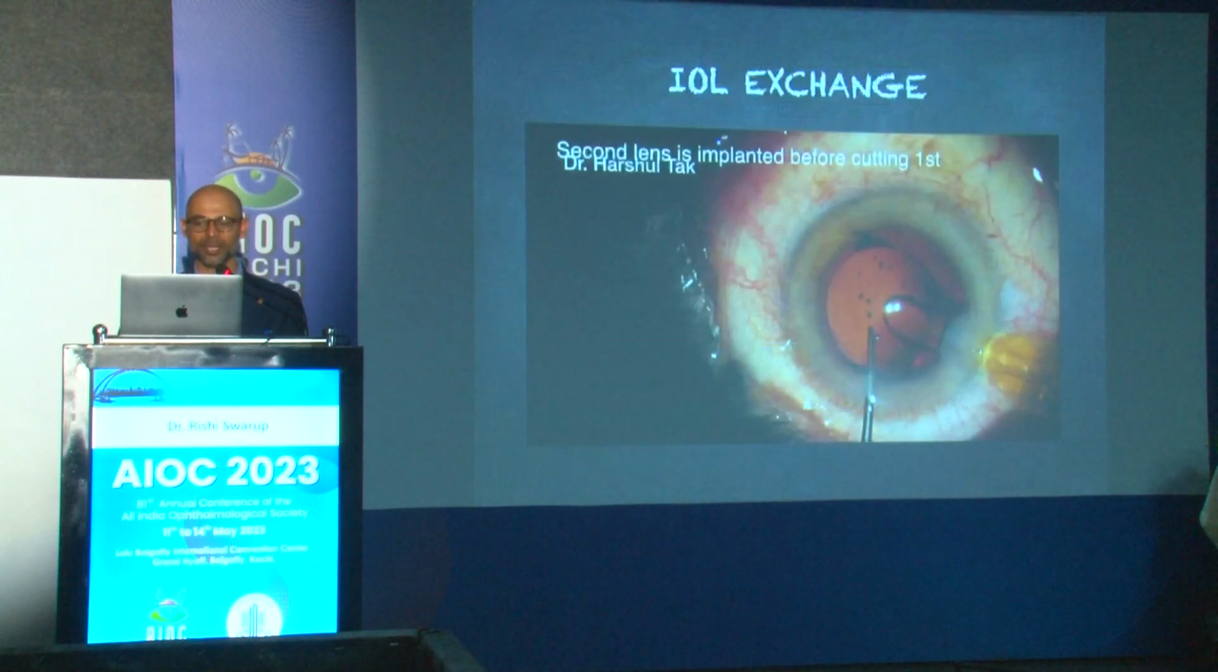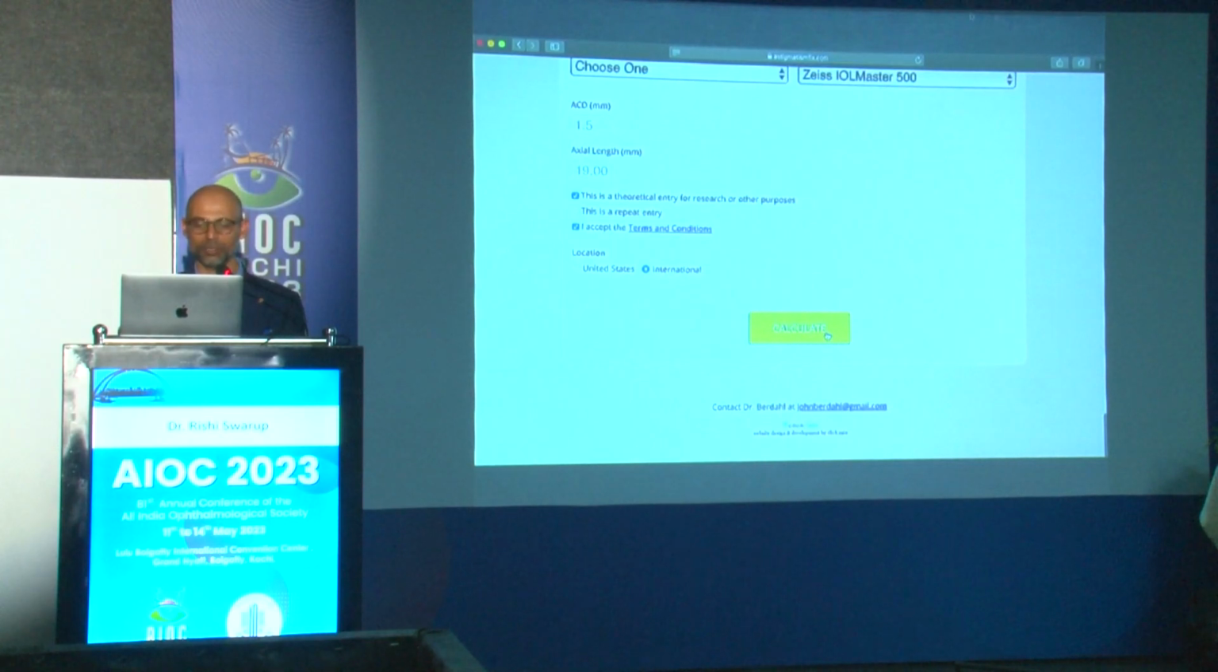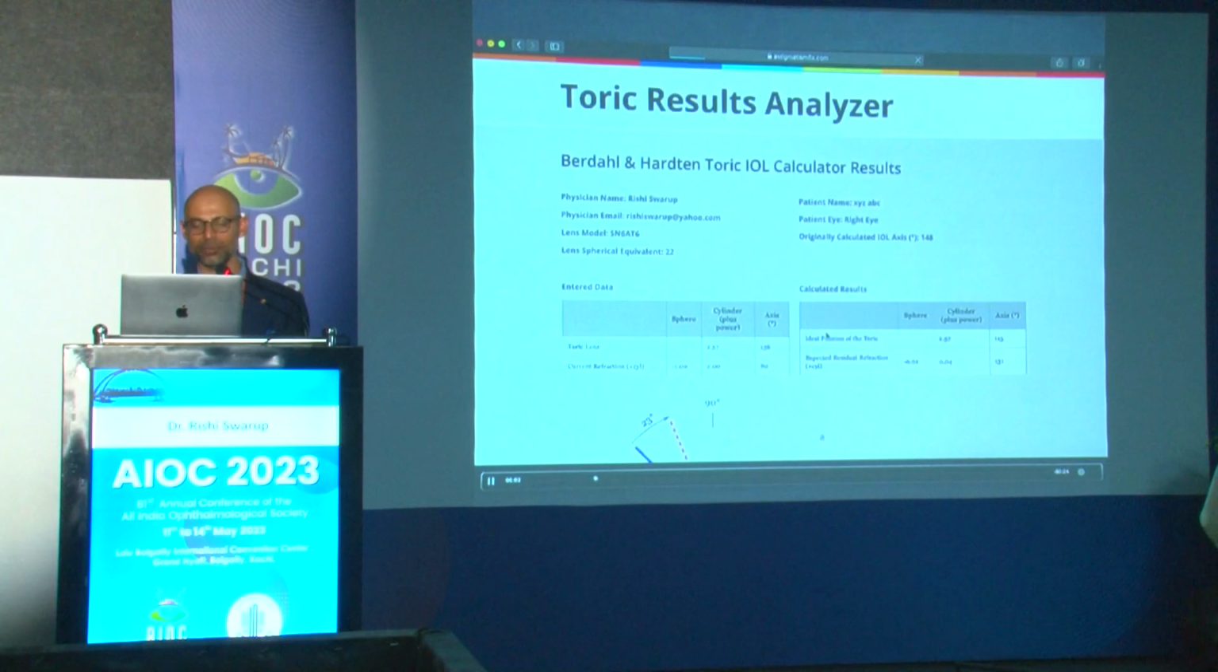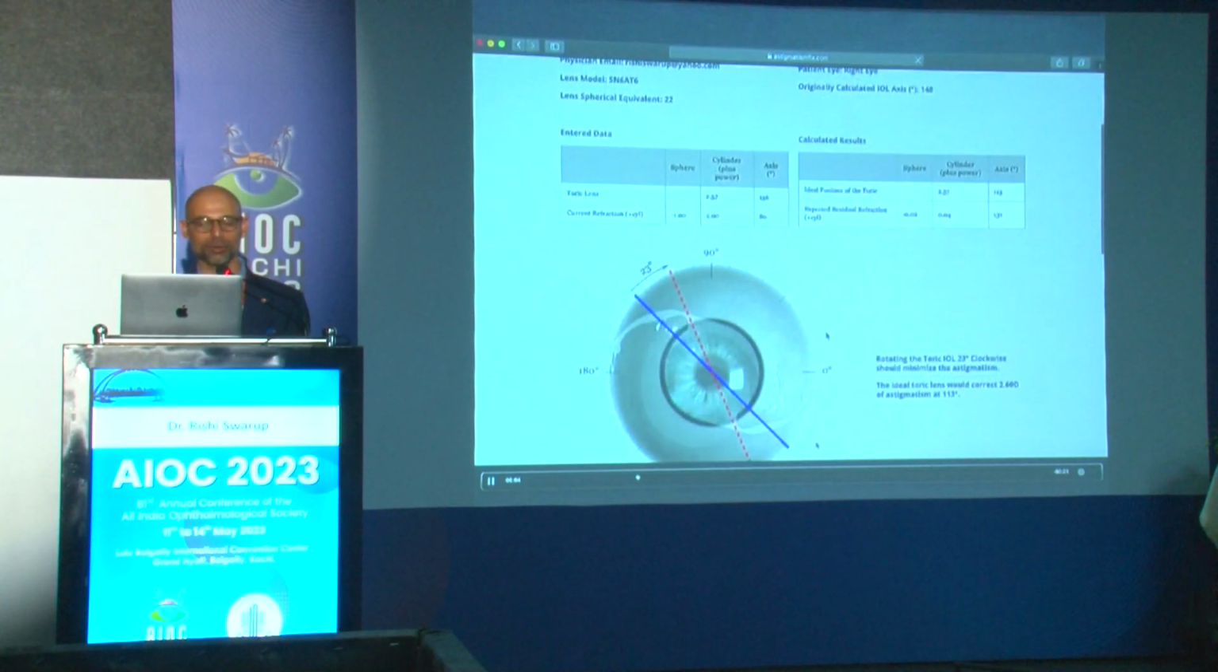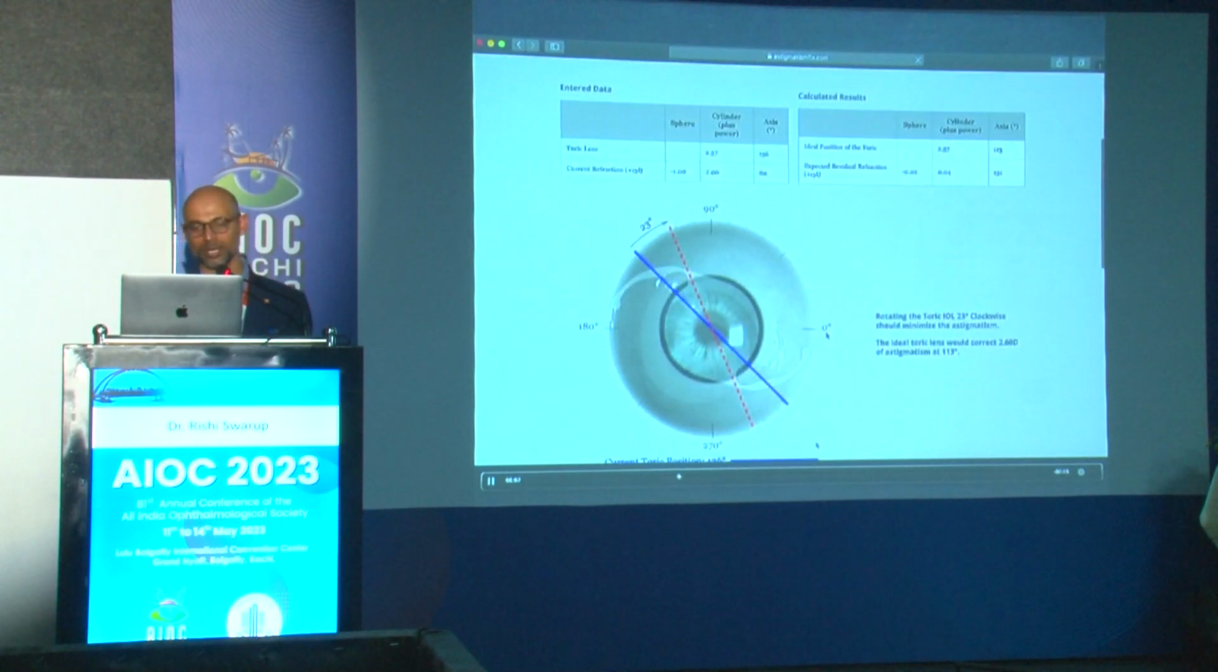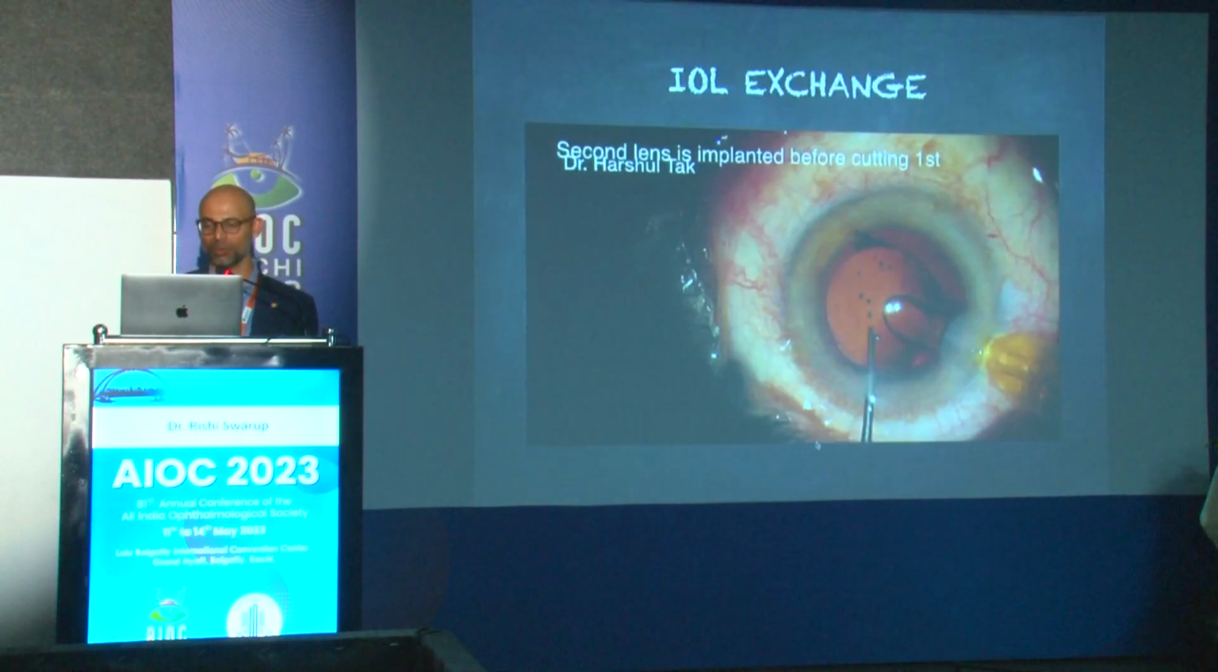So this is this website astigmatismfix.com. You just have to enter the data and basically click calculate, and it will tell you in a diagrammatic fashion how much you need to rotate the lens in which direction, clockwise, anti-clockwise, and it will tell you the estimated residual astigmatism. So that's what you want to do.